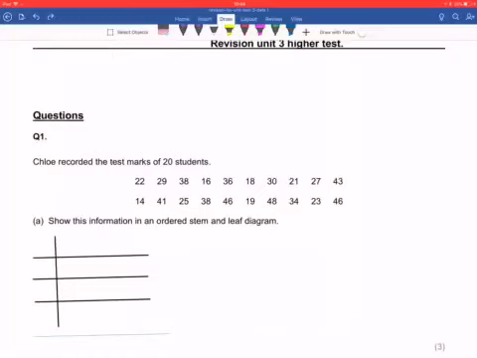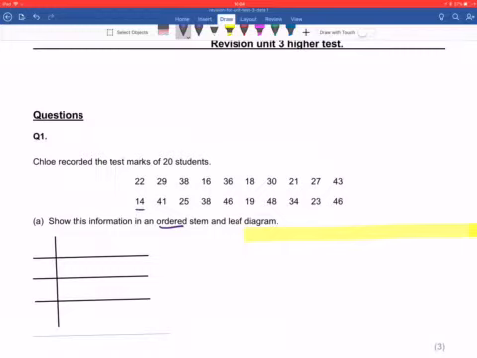Okay, revision for Unit 3, higher test. Chloe recorded the test marks of 20 students. Show it in an ordered stem and leaf diagram. Bit of a clue here: there's a big, massive space here. So I'm going to draw it twice. The first time, just put them in the categories. The second time, in order.